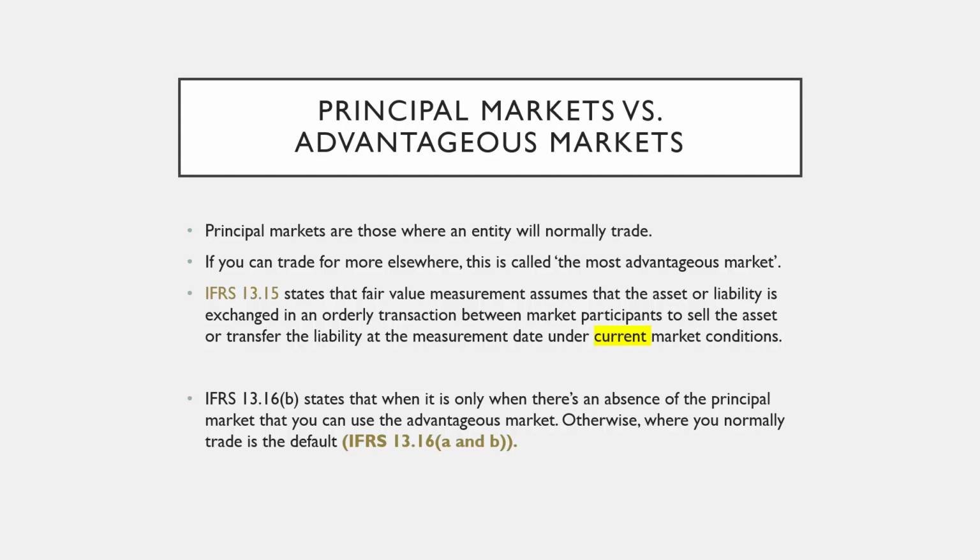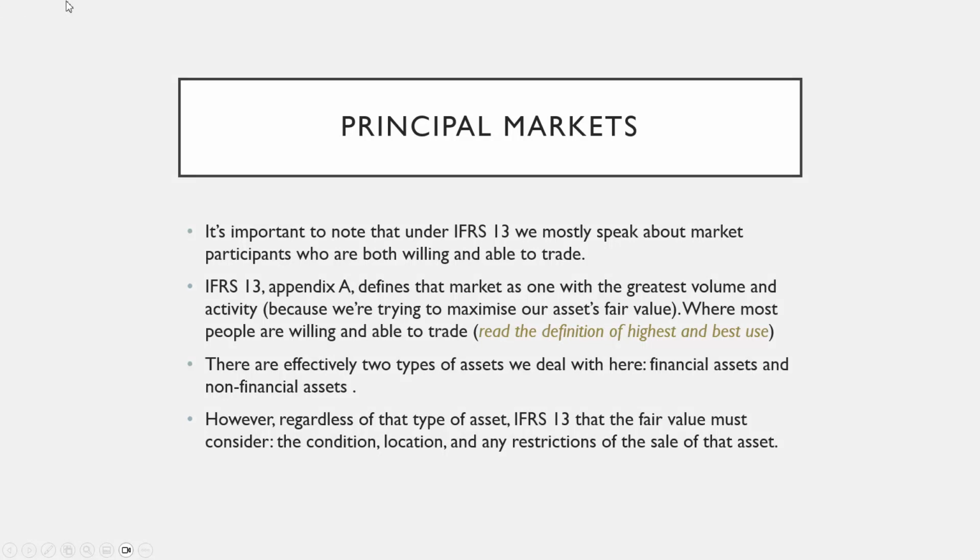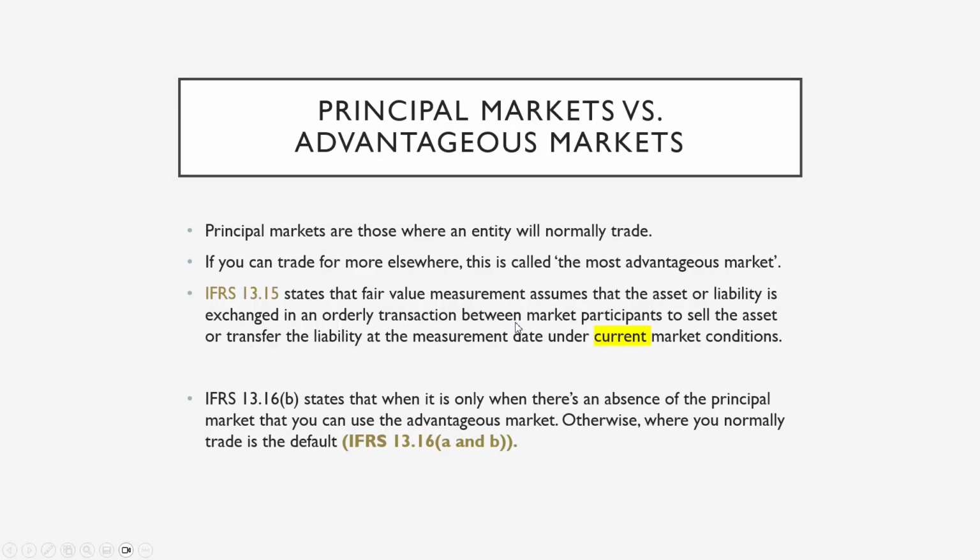Principal markets versus advantageous markets. So principal markets are those where an entity will just normally trade, and that's where, as I said in the slide before, there are the most participants that are willing and able to trade. However, if you can trade elsewhere, there's sometimes a most advantageous market. Unfortunately, IFRS 13.16b states that it is only when there's an absence of a principal market, so where you would usually trade, that you can use the most advantageous market.